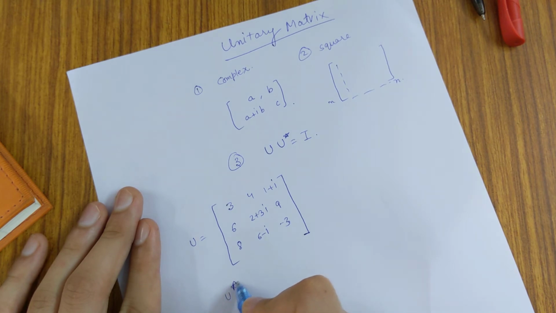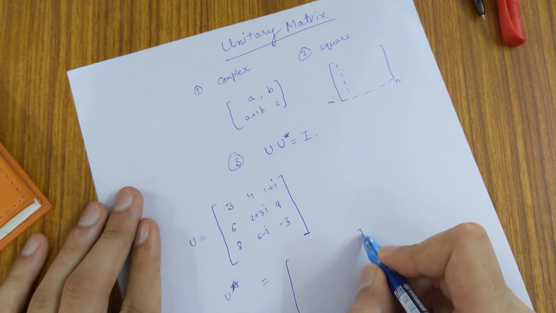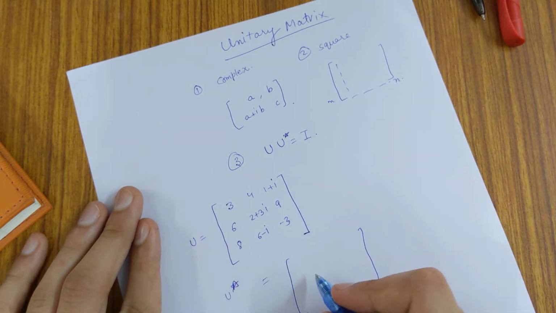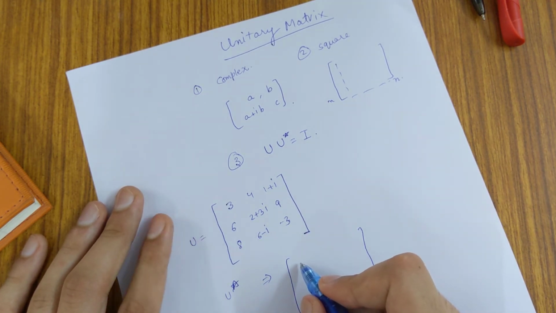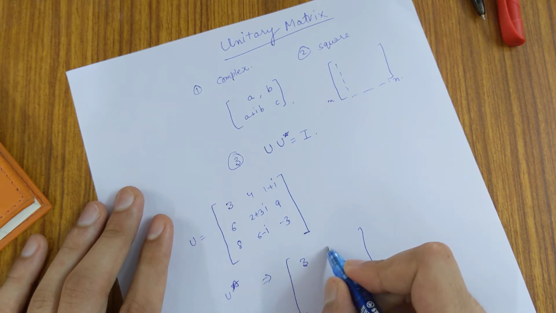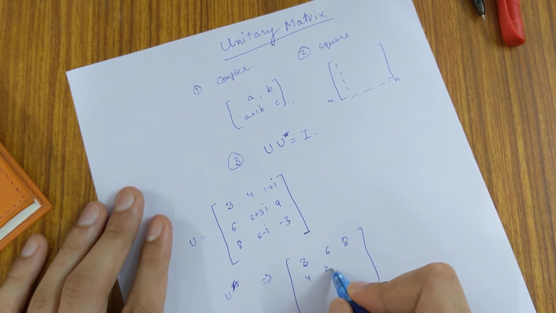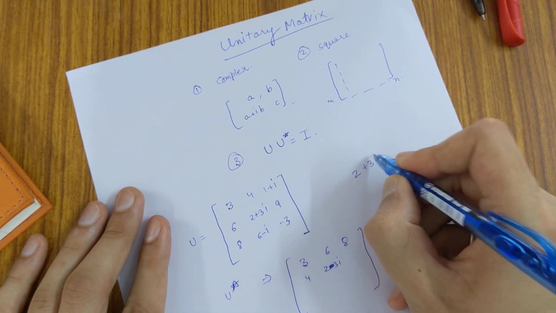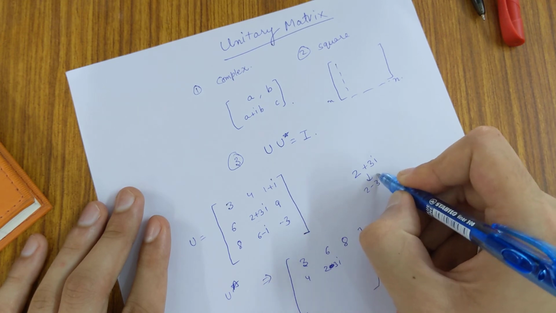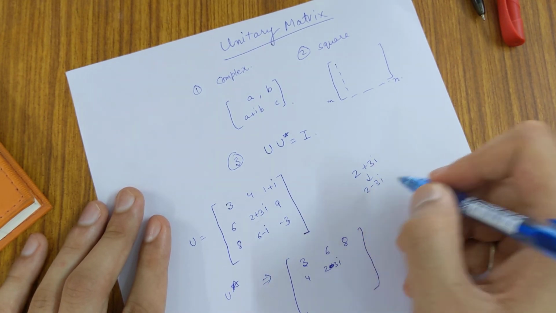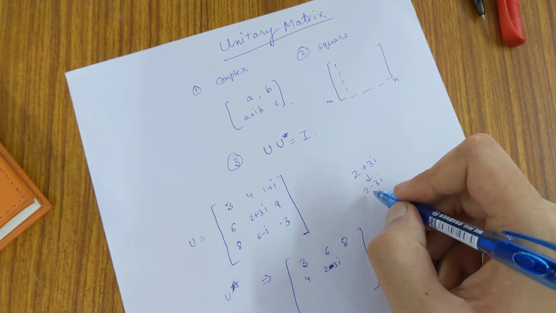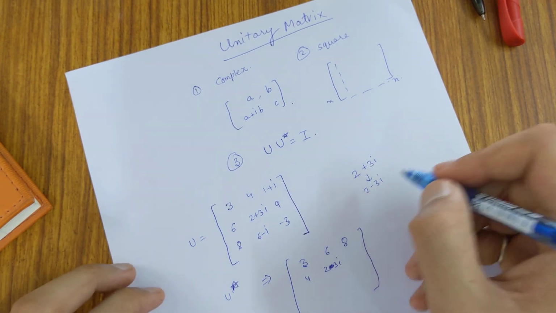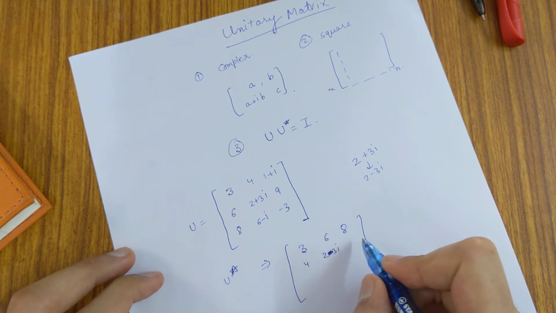Then U star will be defined as follows. First let's do the conjugate. So it will be 3, 6, 8, 4, 2 plus 3 iota. We'll simultaneously do the transpose also. So the conjugate of a complex number is, if the number is 2 plus 3 iota, then the conjugate will be 2 minus 3 iota. That is, we negate the complex part and we keep the real part as it is. So this is the conjugate of it. So it becomes 2 minus 3 iota.